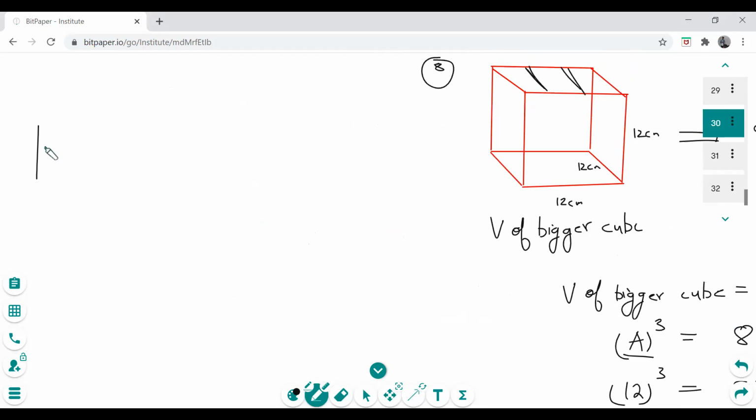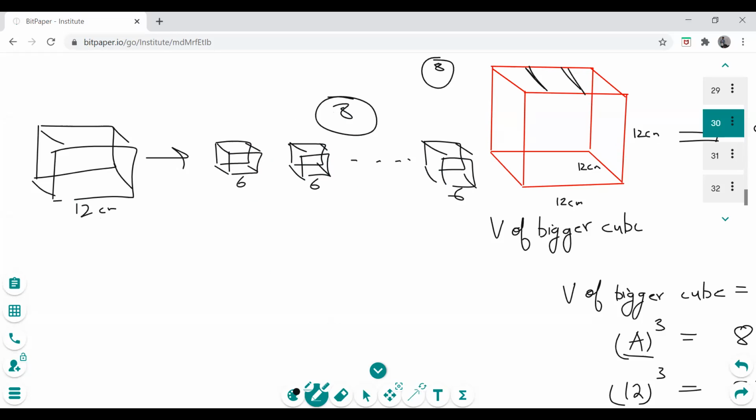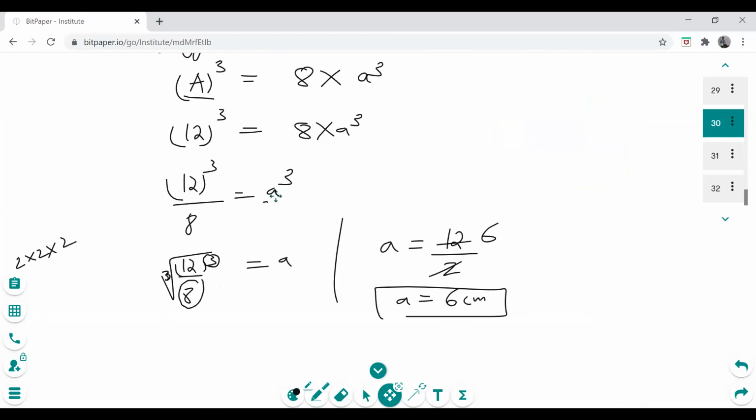What is happening? This 12 centimeter cube is being divided into small cubes. And how many cubes are there? 8 cubes with a side of 6 centimeters. Okay, that's the case. If I have to understand it, up to this, these are 8. And this is 12 centimeter. Now this was the first part, right? This was the first part.